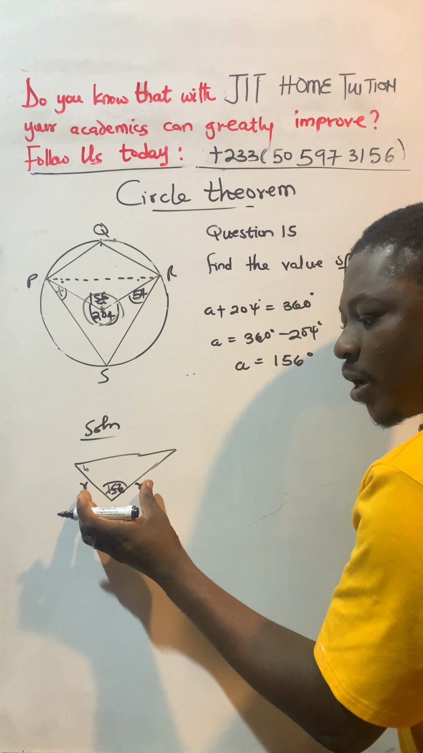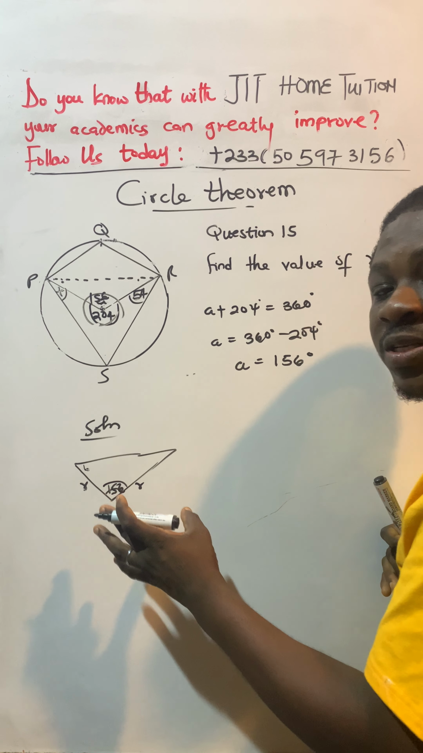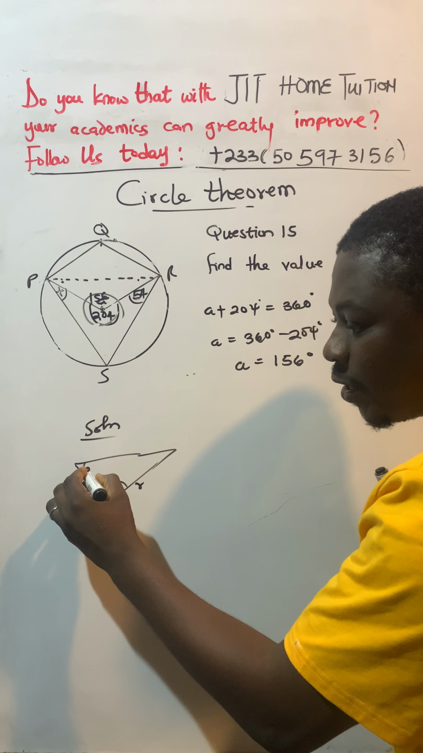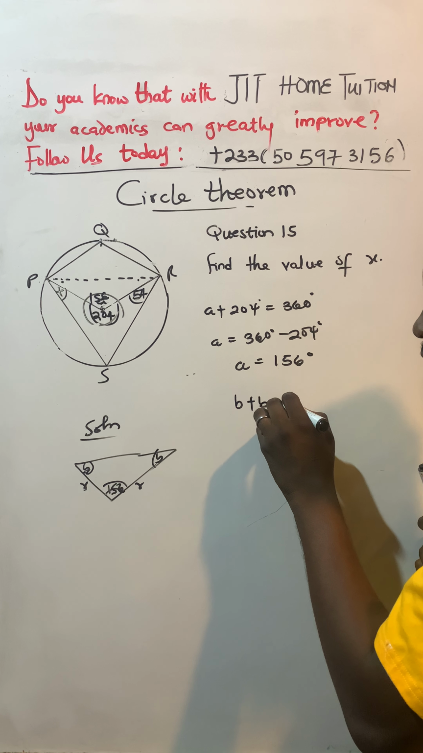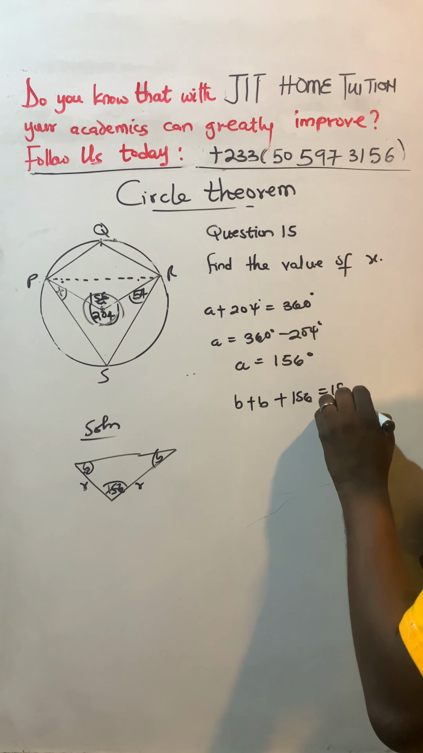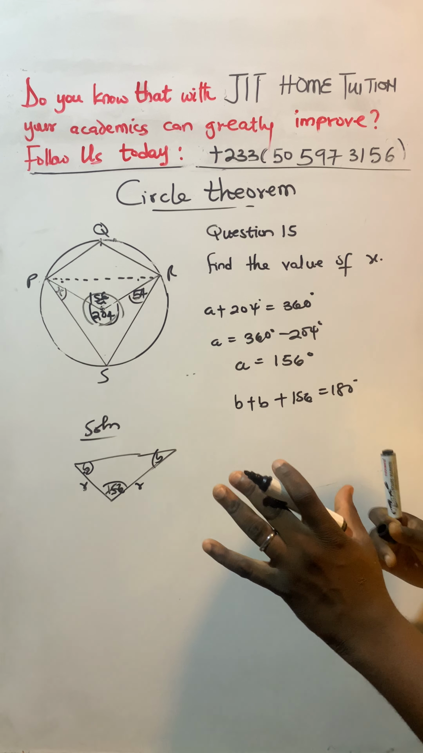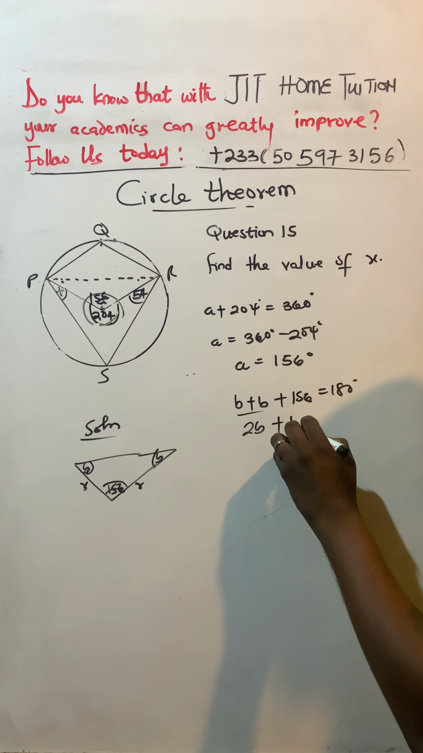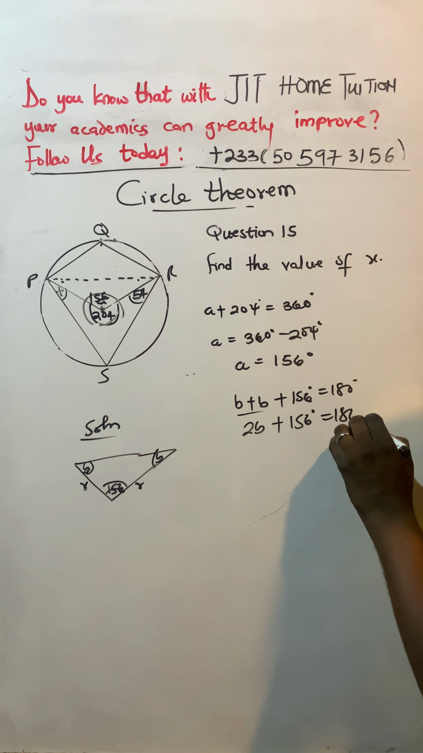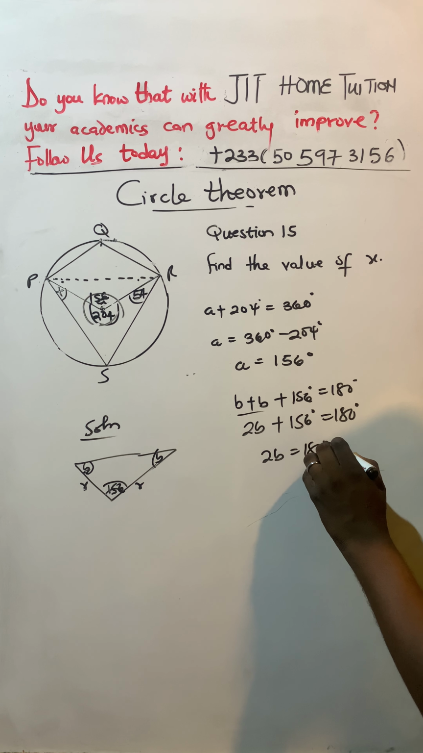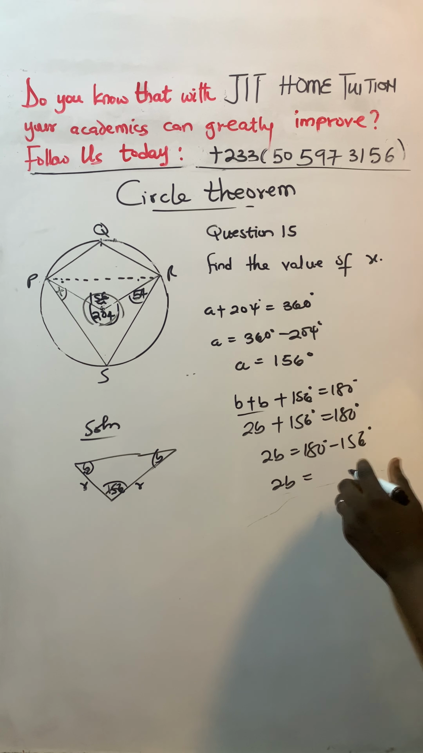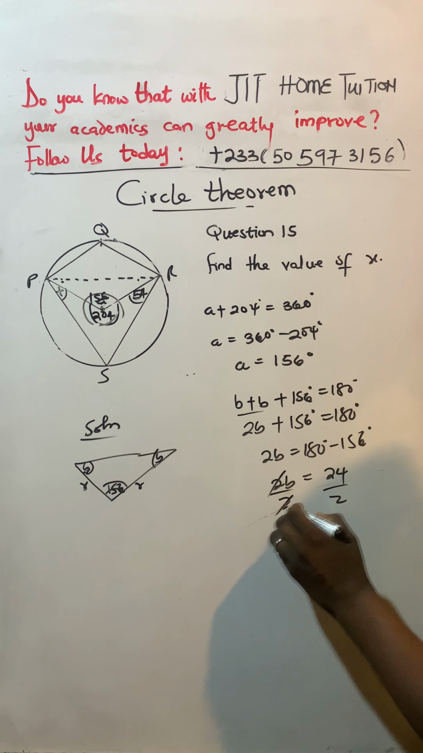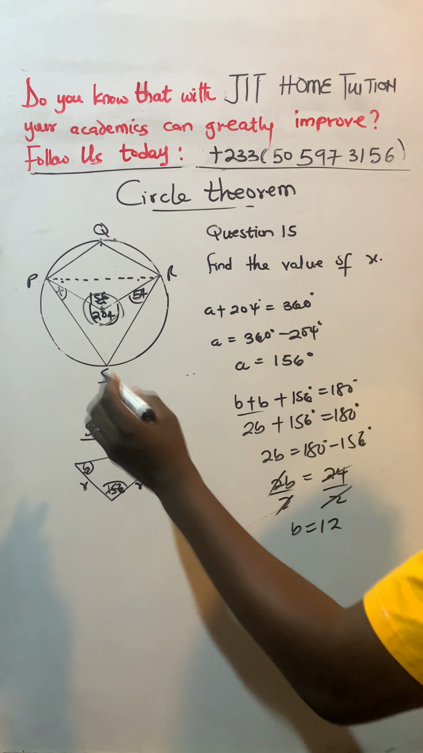So the kind of triangle that you're having here is an isosceles triangle which has two of the sides equal. So if you are introducing this side to be B and this side to be B, that means that you have B plus B plus 156 equal to 180. The reason: the sum of angles in a triangle. So this will give you 2B plus 156 degrees equal to 180. 2B will be equal to 180 minus 156. You have 2B equal to 24. Yeah, you divide both sides and you have B equal to 12.